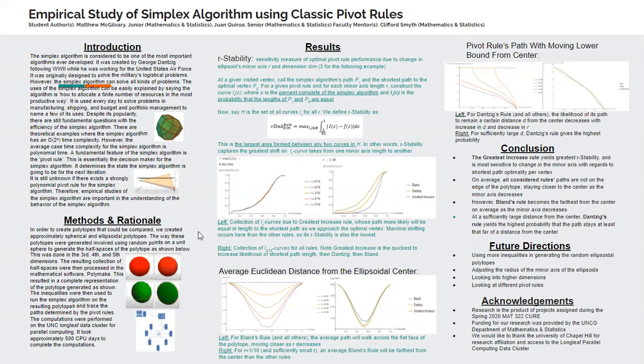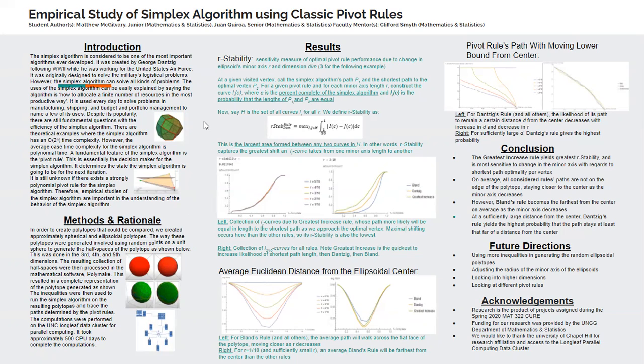Thank you. So on to our results. We define R stability, which is a sensitivity measure of optimal pivot rule performance due to change in the ellipsoid's minor axis R in dimension 3. At a given visited vertex, call the simplex algorithm's path P1 and the shortest path to the optimal vertex P2. For a given pivot rule and for each minor axis length R, construct the curve I_R(C), where C is the percent complete of the simplex algorithm, and I_R(C) is the probability that the lengths of P1 and P2 are equal.